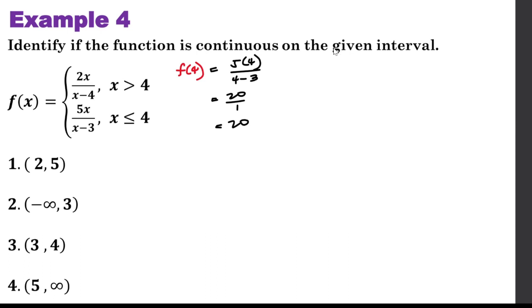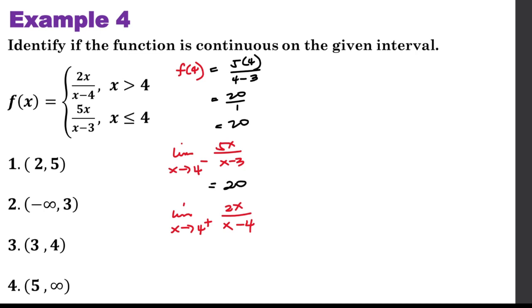Let's now get the limit as x is equal to 4. First, let us get the left-hand side limit of the function. So that would be 4 from the left. We're going to use the function 5x over x minus 3. By direct substitution, this would be the same as f of c, and therefore we have 20. Let us now get the limit of the function as x approaches 4 from the right. So we're going to use 2x over x minus 4.